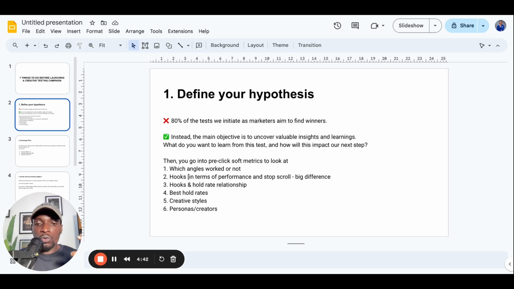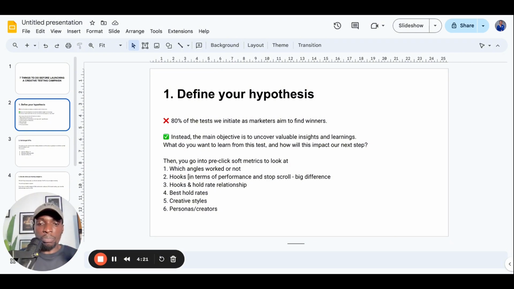Now, what exactly do you want to get from your test? One mistake we make as marketers is just running tests for the sake of testing alone. And then we just want to find winners or losers. But there is a bigger picture to look at when it comes to testing creatives, which is the learning. What exactly are we learning from this test? And how will this impact our decision in the next step?